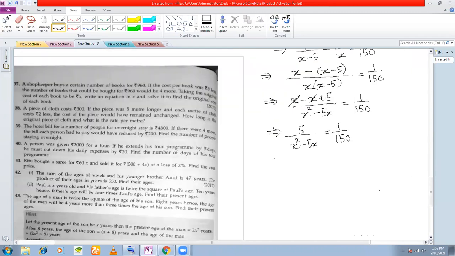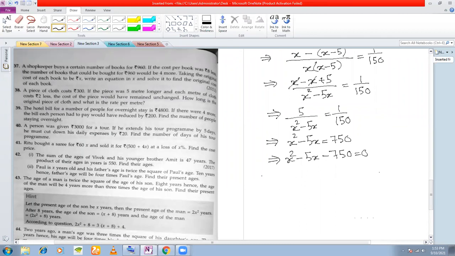Now you can cross multiply. 5 into 150 will give you 750. So this reduces to a quadratic equation, x square minus 5x minus 750 equals 0. Now you can factorize this to get your solution. Otherwise, if you find it difficult to factorize, you can always use Sridharacharya's formula. So let's use Sridharacharya's formula then.